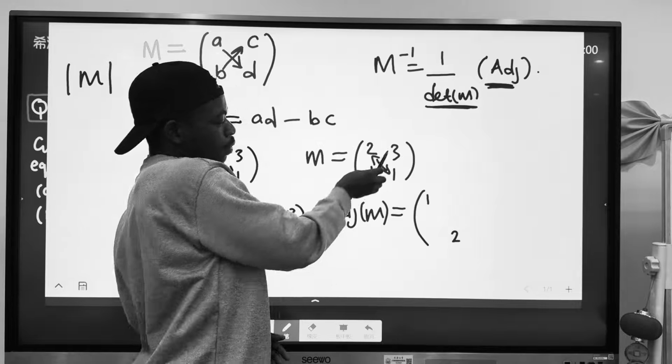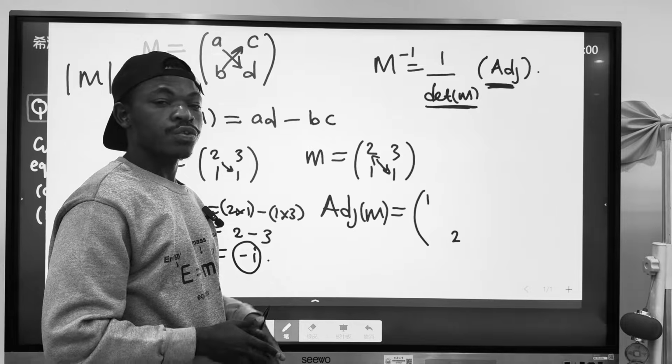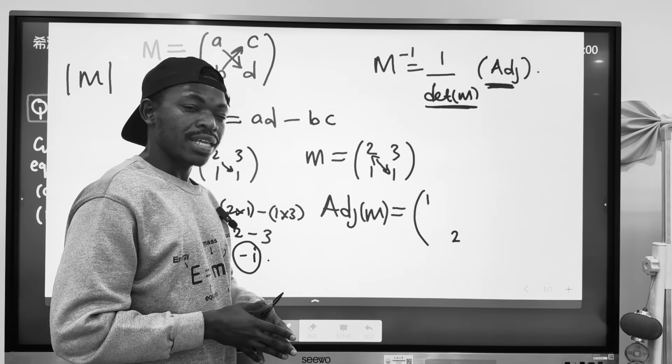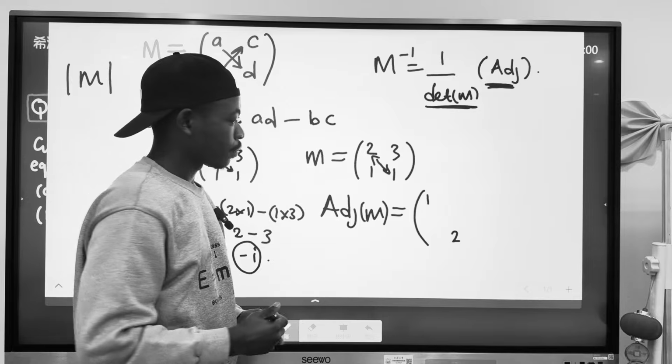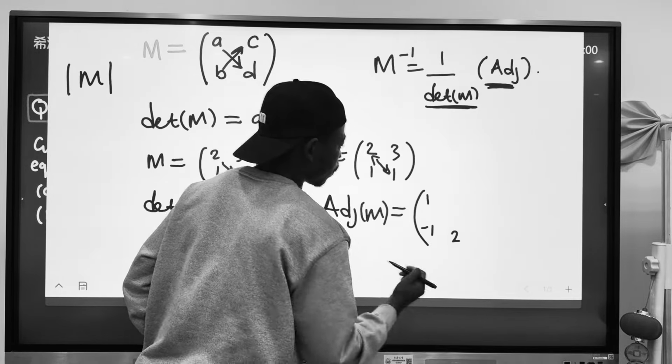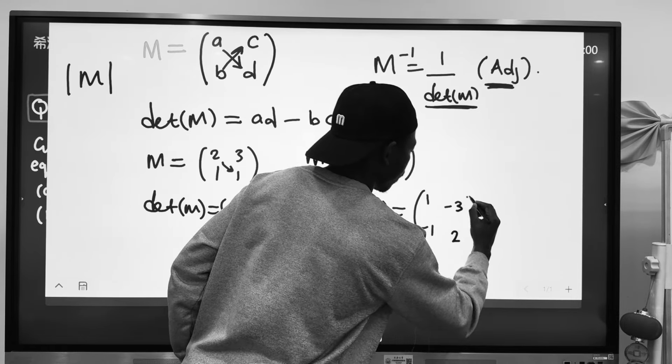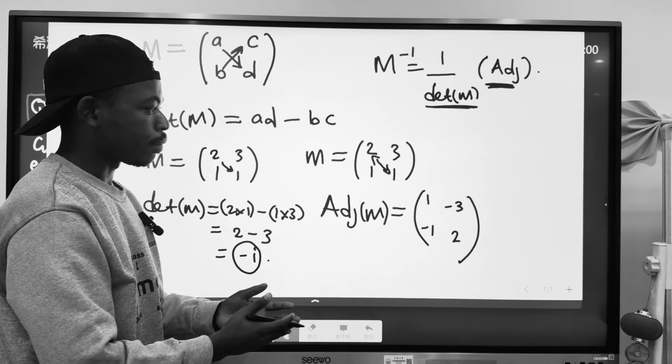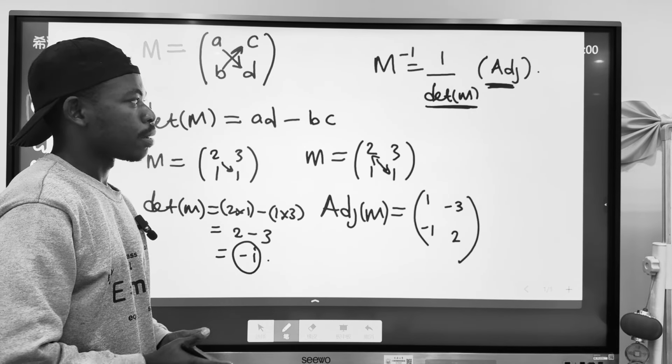Then to the elements of the minor diagonal, you simply change their signs. In other words, you multiply them by -1. So this becomes -1, and this becomes -3. So this is how you would find the adjoint of this matrix.